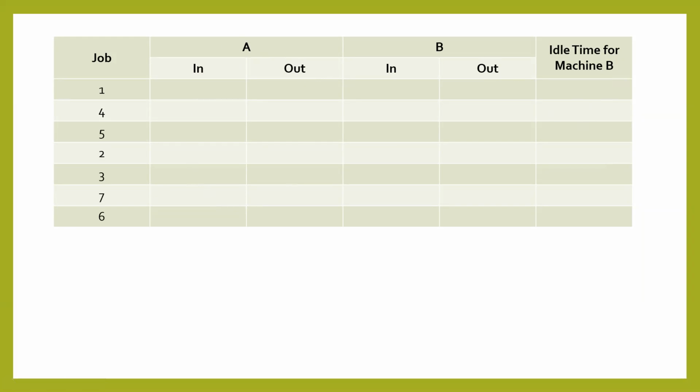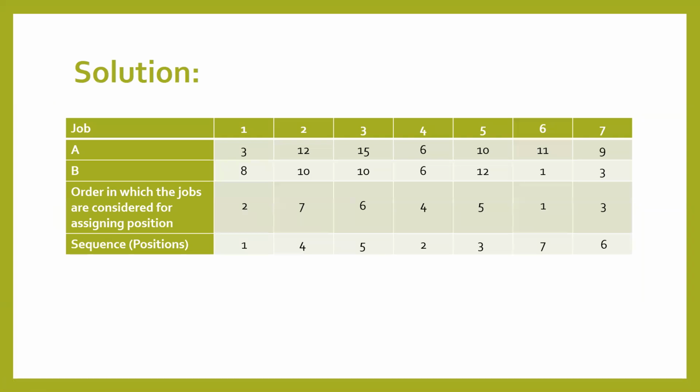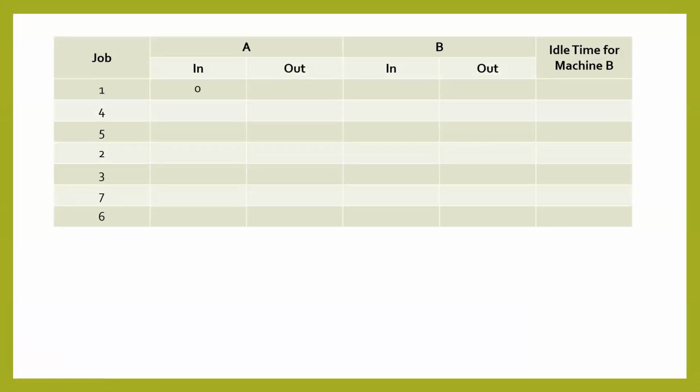Now look at the first job. What is the processing time required for the first job? Okay, let us come back. Machine number 1. What is the time required? 3. Okay. So I'll start with in at 0. So I put a 0 here. After completing, out time on machine A for job 1 will be 0 plus 3. That'll give me 3. This is clear.